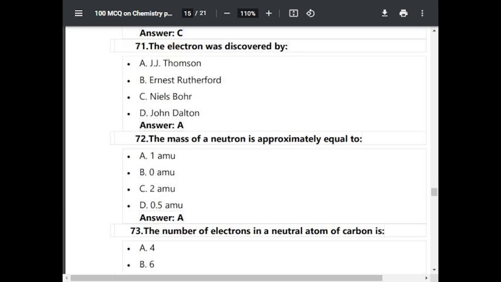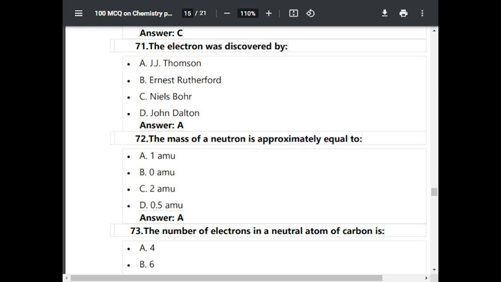Question number 71. The electron was discovered by. Option A J. J. Thomson, option B Ernest Rutherford, option C Niels Bohr, option D John Dalton. The correct answer is A, J. J. Thomson discovered electron.